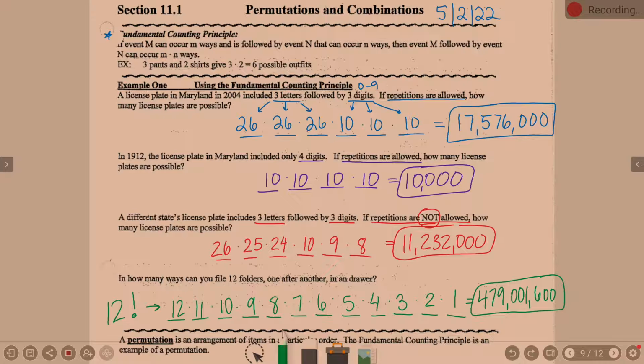No, you can do it with any factorial. You have to be counting down to 1. Yeah, you can do it with any number as long as you're multiplying all the way down to 1.